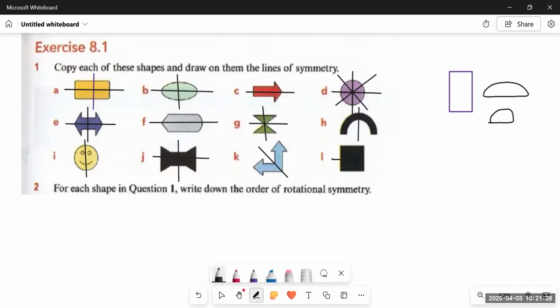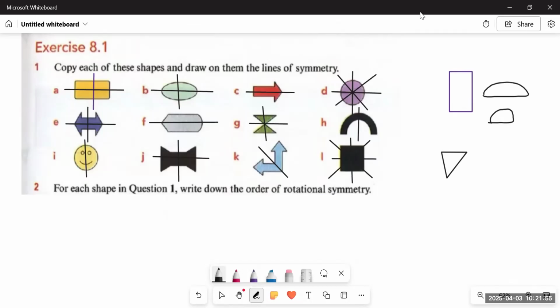Then in a square, we have one horizontal line of symmetry, one vertical line of symmetry, and then two diagonals as well. Because in a square, since all four sides are equal to each other, we can fold it like this and we will get exactly two similar triangles. So we will have four lines of symmetry in a square.